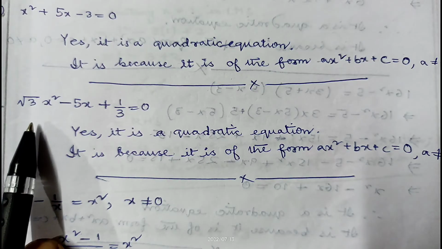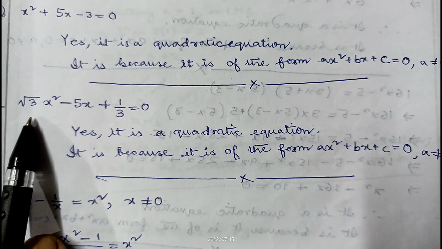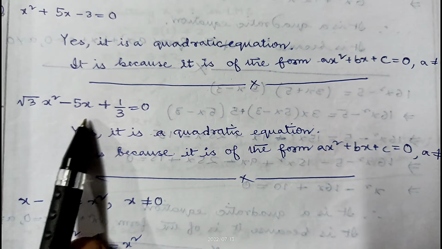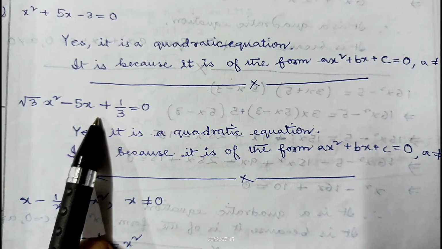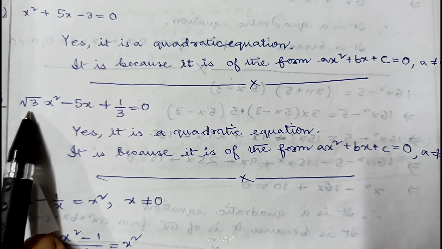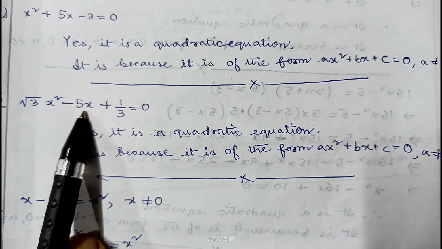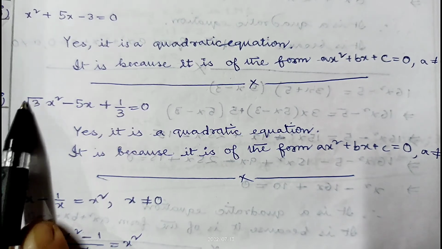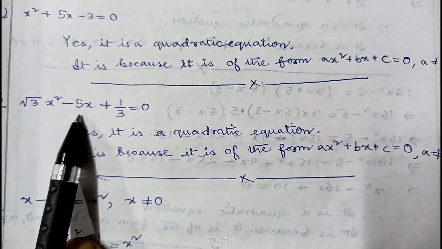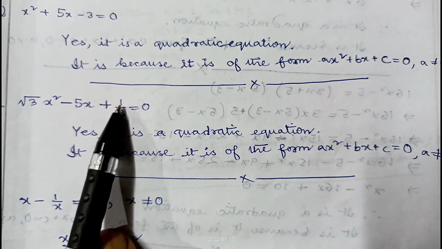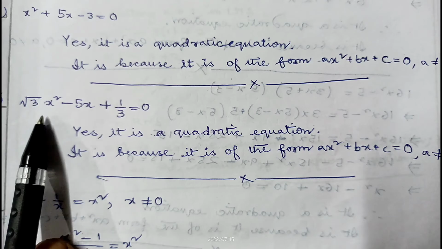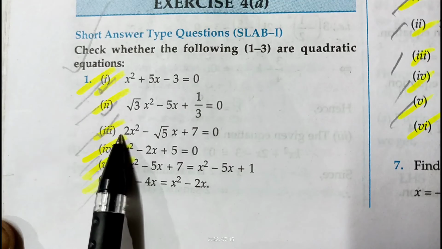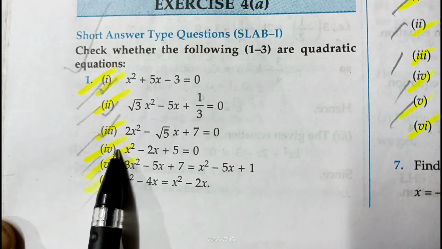Now in the second part of question number 1, it is given root 3 x square minus 5x plus 1 by 3 equals 0. This is also a quadratic equation because it is of the form ax square plus bx plus c. Here you can see that a is root 3, b is minus 5 and c is 1 by 3. And since a is not 0, it is a quadratic equation. I think the third and fourth parts of question number 1 you can do yourself.